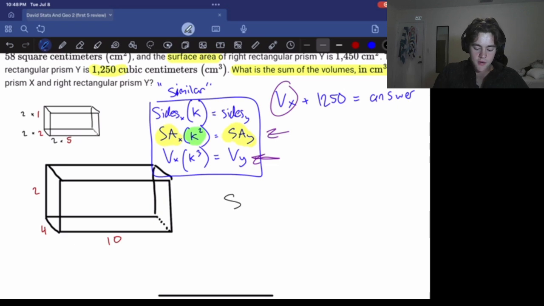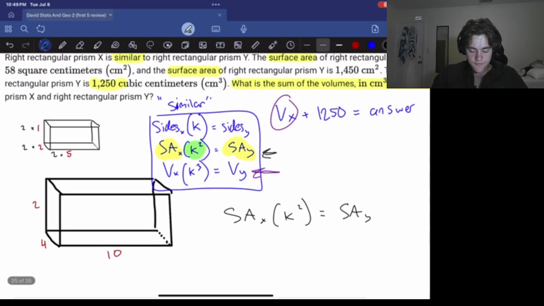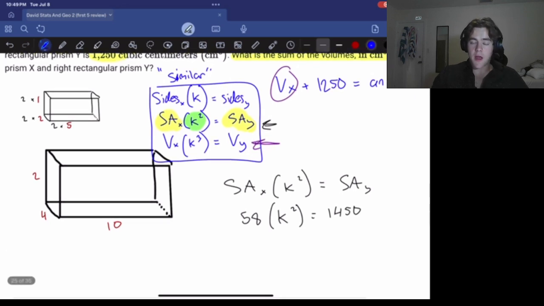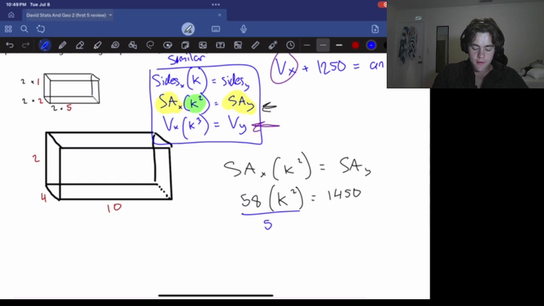Looking at the second equation now, we have surface area of x times k squared equals surface area of y. We're given surface area of x is 58 in the problem, still times k squared, and we're given surface area of y in the problem is 1450. Okay, this is nothing new. Now we just solve for k. Simple algebra. Divide by 58.